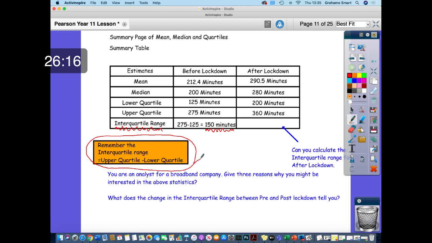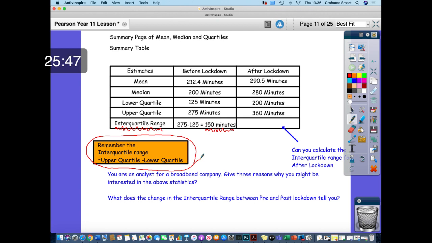It's upper quartile subtract lower quartile. And then I want you to look at the next two sentences and answer them. You are an analyst for a broadband company. Give 3 reasons why you might be interested in the above statistics. So if you were a broadband company, why would you be interested in the above information? Give me 3 reasons why you think it might be useful.